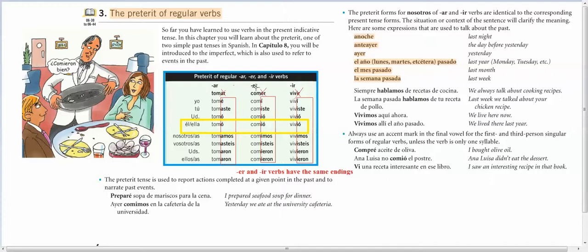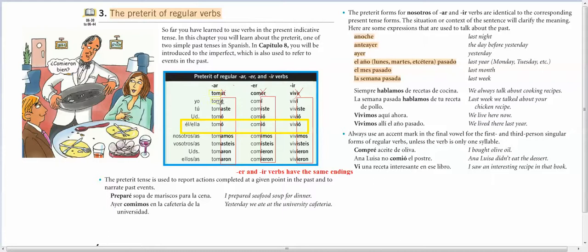So when you're forming the preterite tense, you do the same thing that you did in the present. If you have a verb like tomar, which is an AR verb, you take the AR off so that you're left with tom. Tom is your stem, and you're going to keep that throughout.